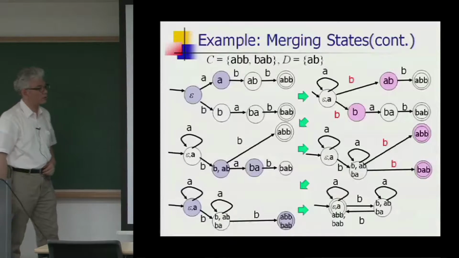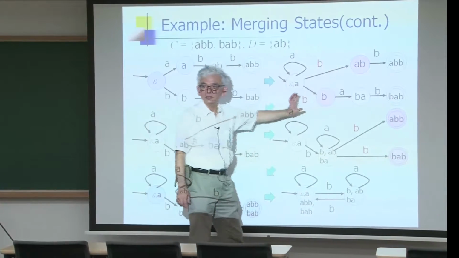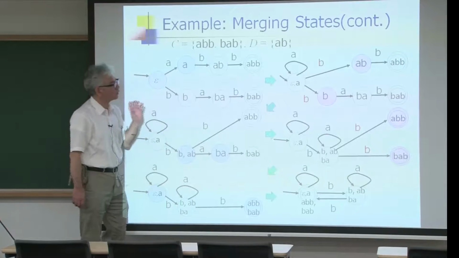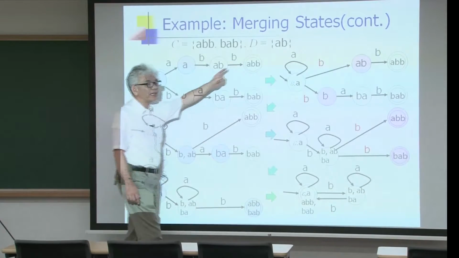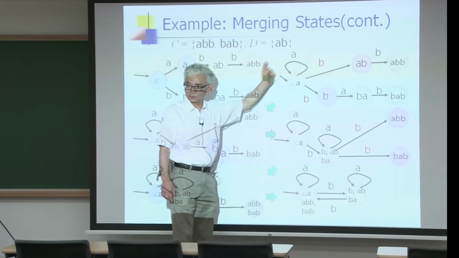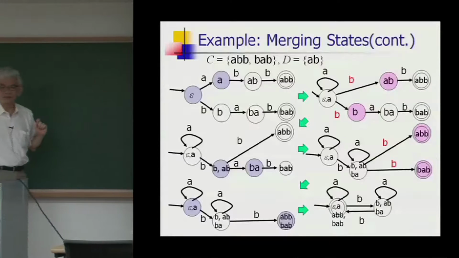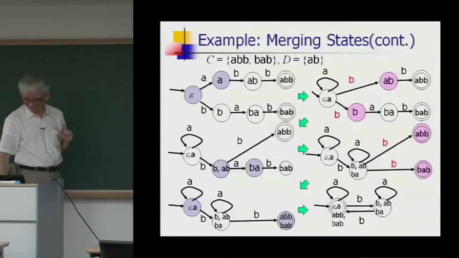The key point is removing the contradiction by merging, but for avoiding the overgeneralization, we use negative examples. Okay? Do you remember? Okay.